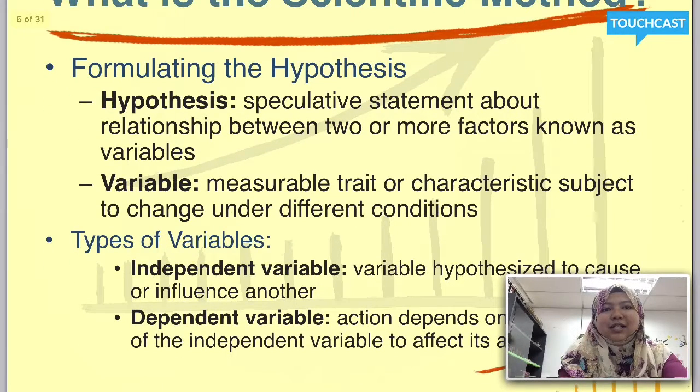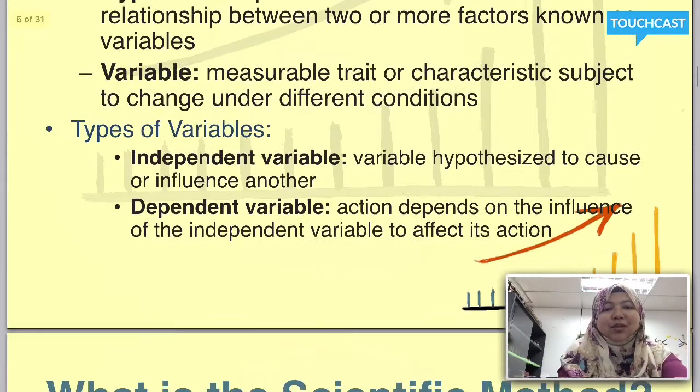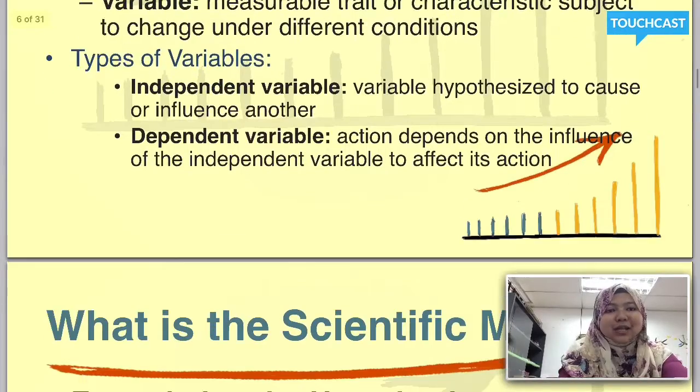So we have two different variables. First is the independent variable, second is the dependent variable. The independent variable is the variable hypothesized to cause or influence another, but the dependent variable is the one that depends on the influence of the independent variable. So if you make an experiment, you need to know what is the factor that you want to give impact or effect. Okay, so you need to clearly know what is the independent and dependent variable.